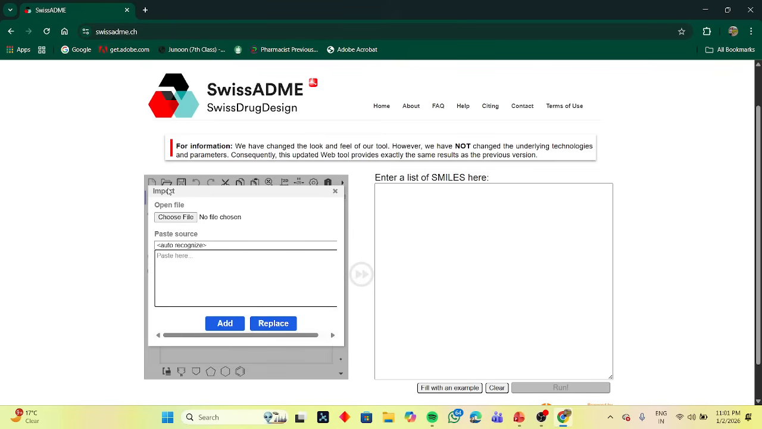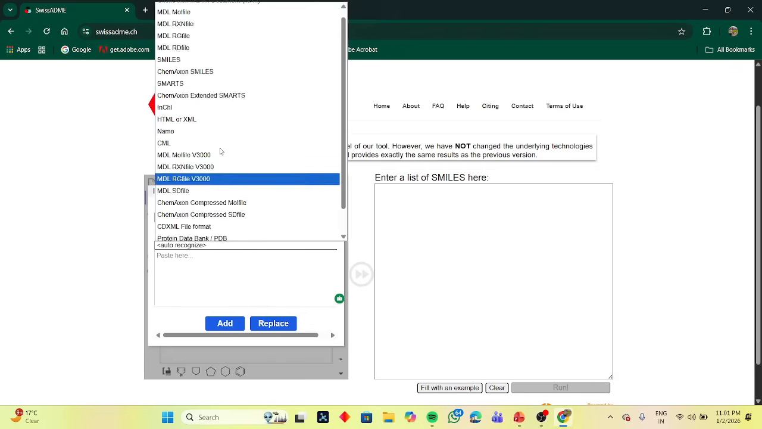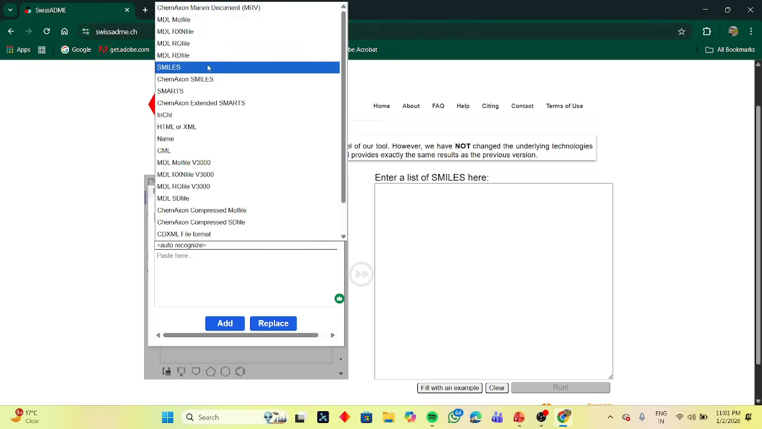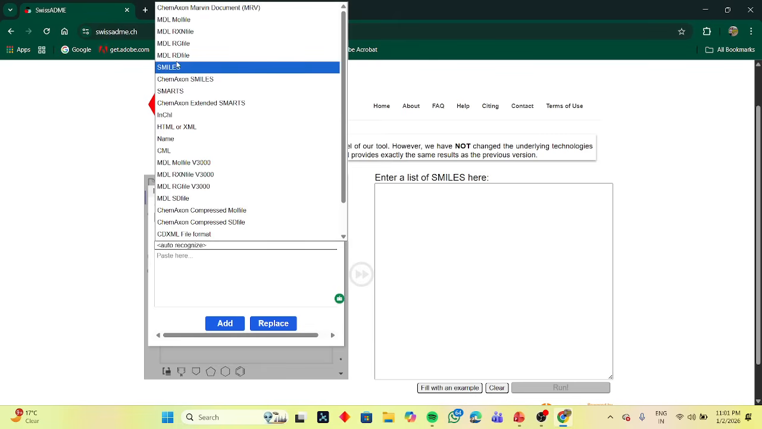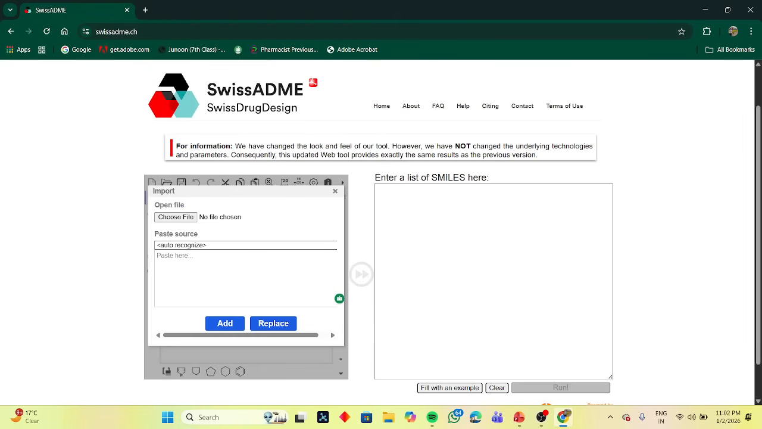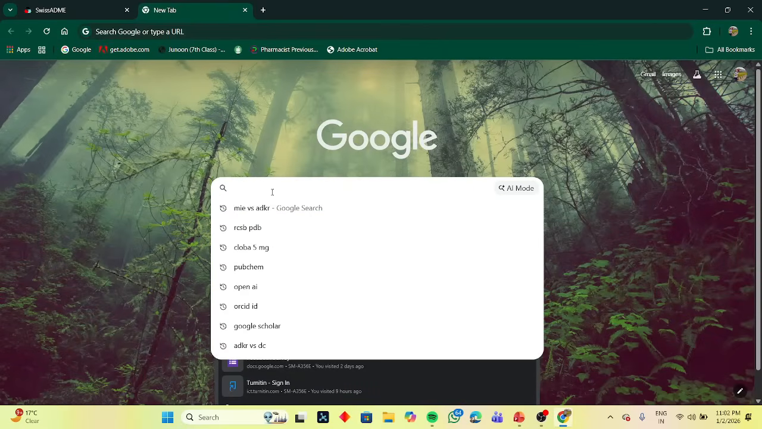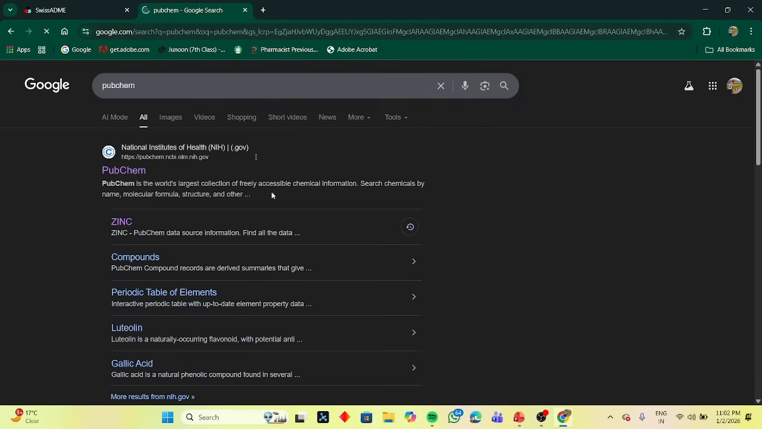So you can upload any compound formula. You can see that there are different formats to upload your compound: MDL format, SDF format, and SMILES format. Let me show you how you can put your compound here by using this process. For that, you have to go to PubChem.